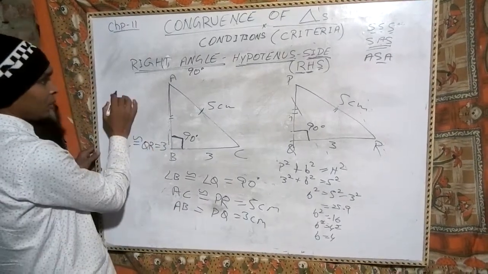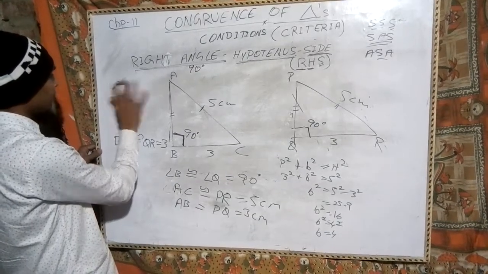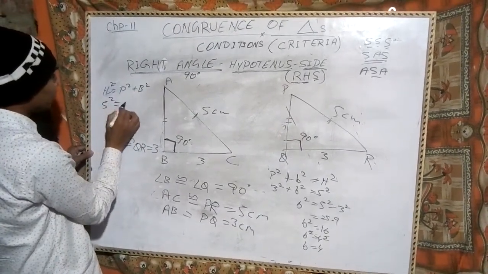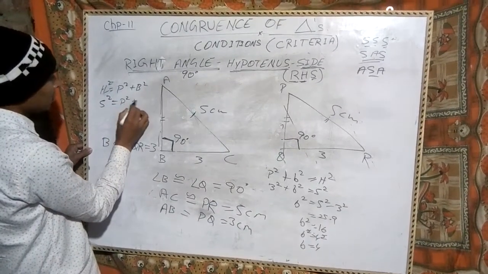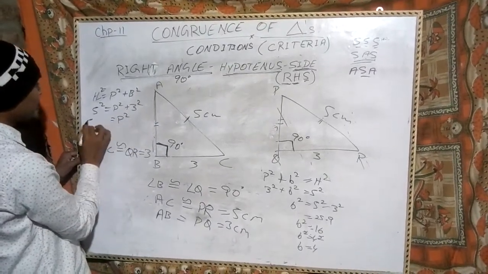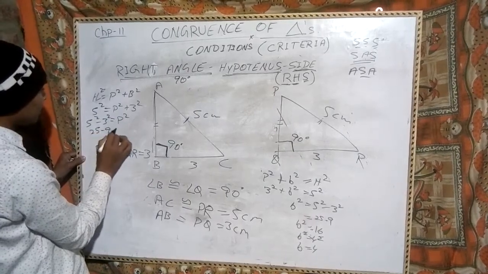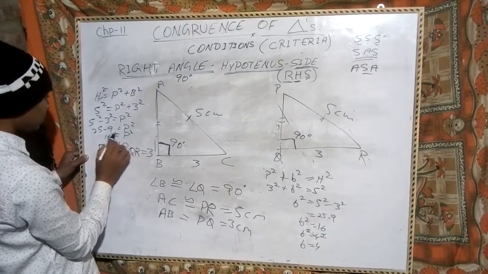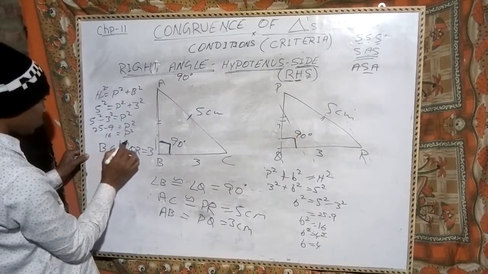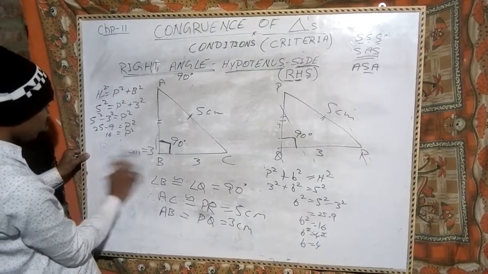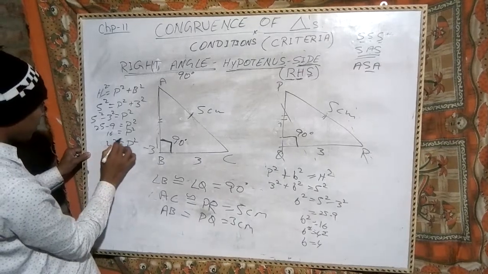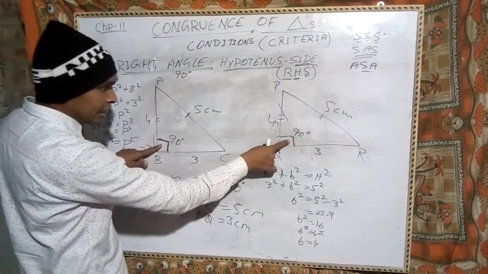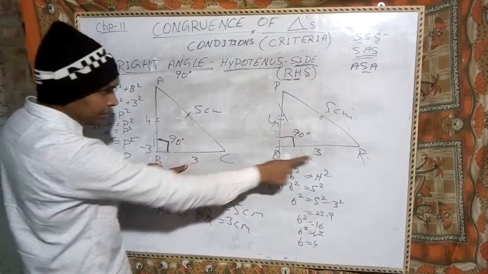So if we put this 3, then 5 square minus... H square equals P square plus B square. H is 5 square equals P square, P is not here, B is 3 square, and P square equals 5 square minus 3 square, that is 25 minus 9, P square equals 16, so P square equals 4 square and P equals 4, which means this is 4.